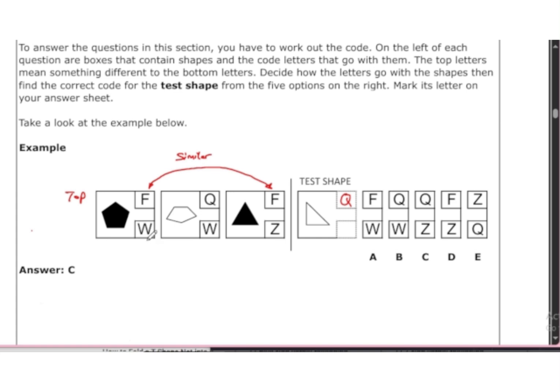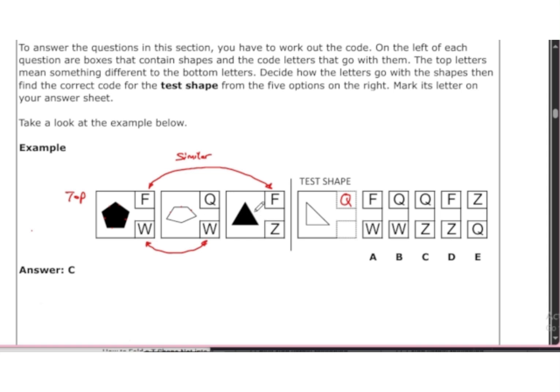Now we'll come to the bottom codes. We have W and we have W. Why do we have W and W? Let's check the number of sides. Let us count: 1, 2, 3, 4, 5. A shape with 5 sides. 1, 2, 3, 4, 5. A shape with 5 sides. So the bottom code goes to the number of sides of the shape.